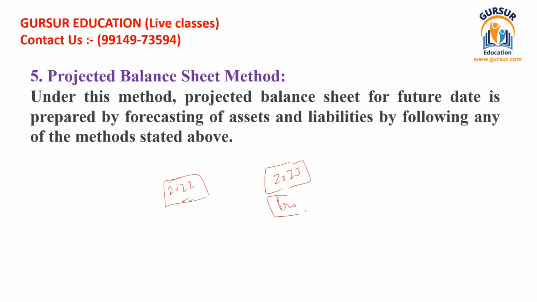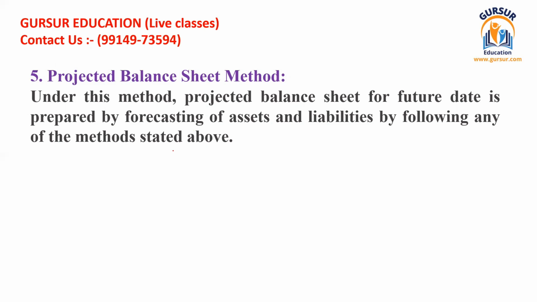And on the basis of this balance sheet, you would have written current assets and current liabilities as well. So you can find the value of working capital by subtracting the value of current liabilities from the current assets, from this given projected balance sheet. Under this method, the projected balance sheet for a future date is prepared by forecasting assets and liabilities by following any of the methods above. So this was the simplest method, and I hope everything is clear to you right now.